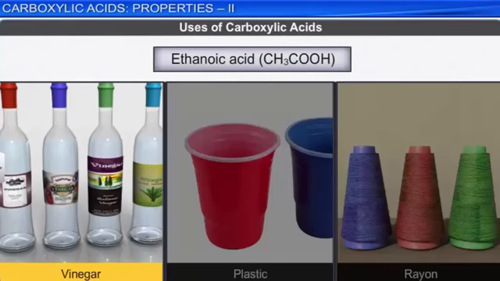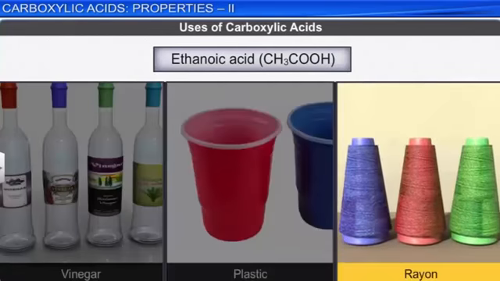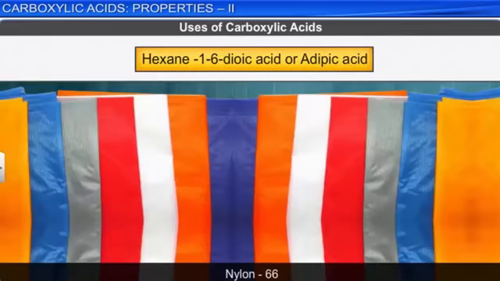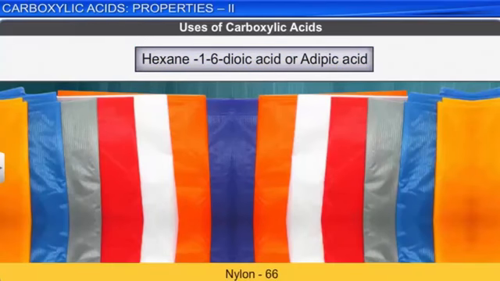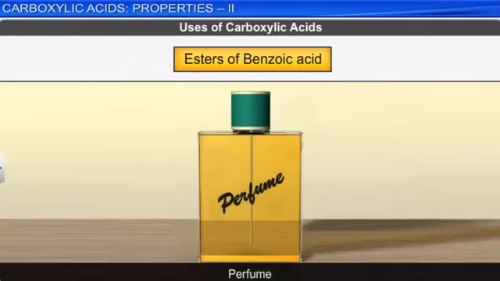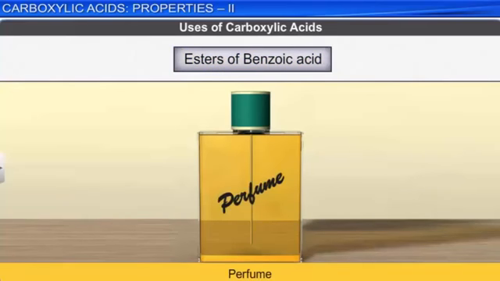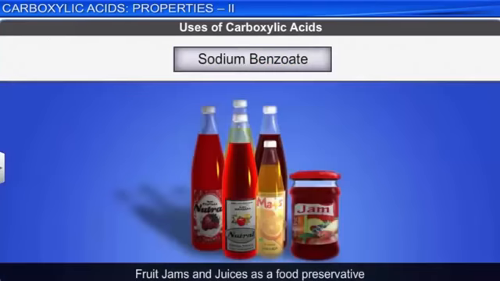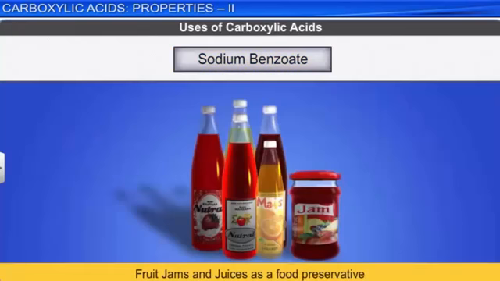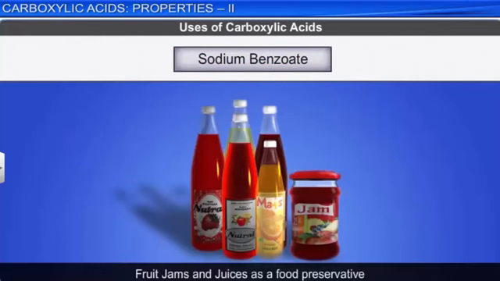Hexane-1,6-dioic acid, or adipic acid, is used in the manufacture of nylon 66. Esters of benzoic acid are used in perfumery. Sodium benzoate is used as a food preservative for fruit jams and juices in the food industry. Higher fatty acids are used for the manufacture of soaps and detergents.